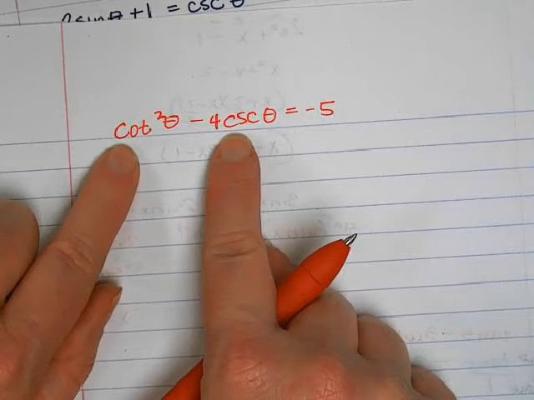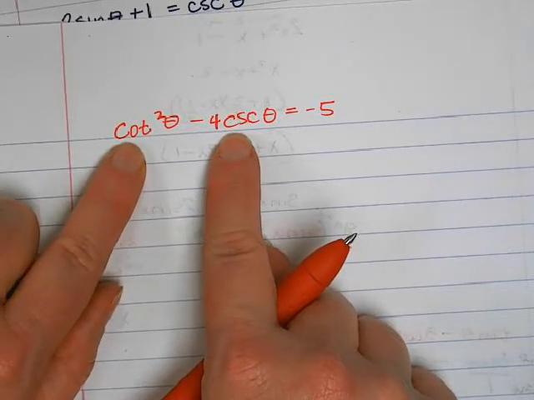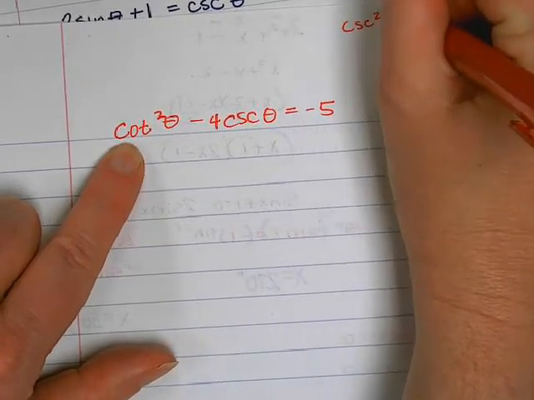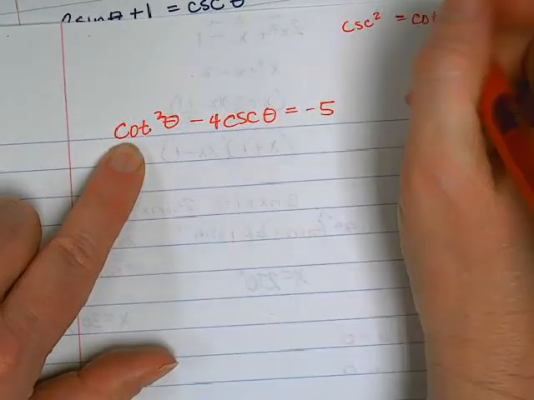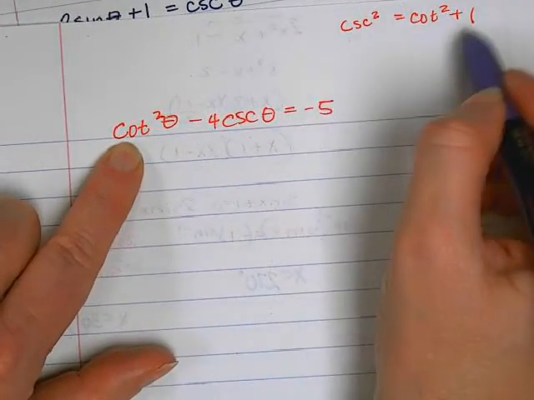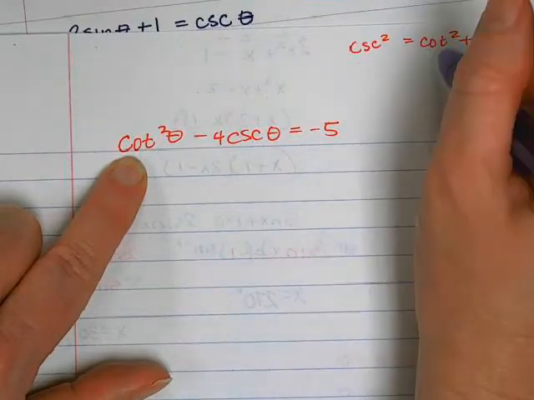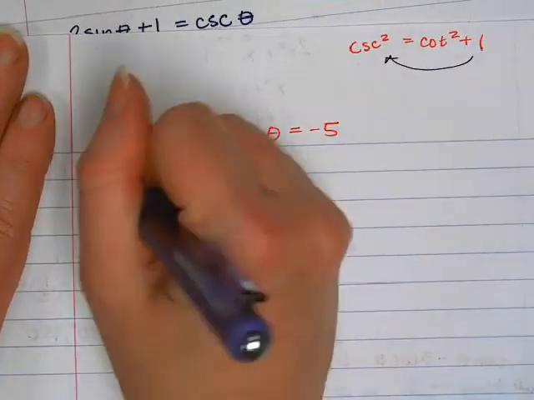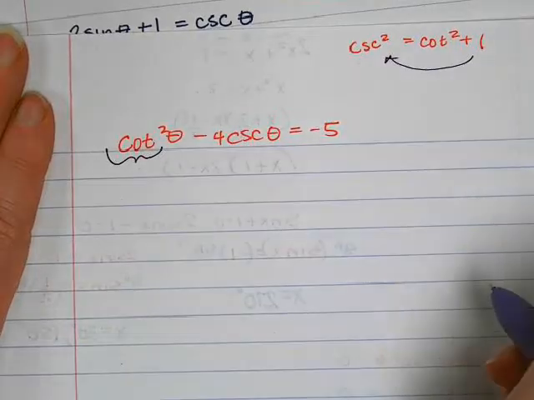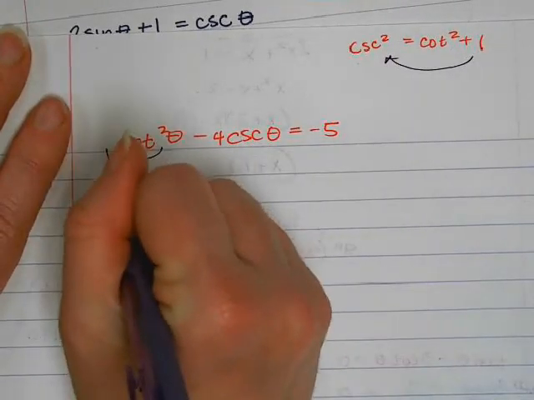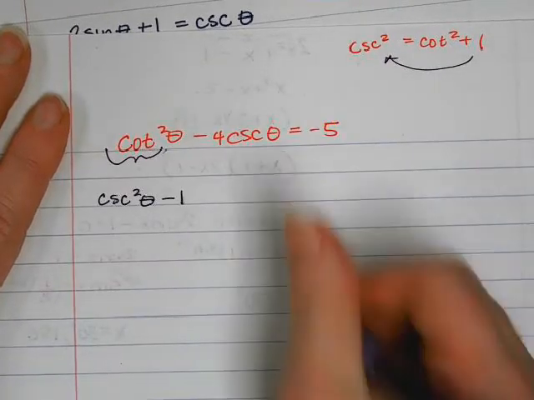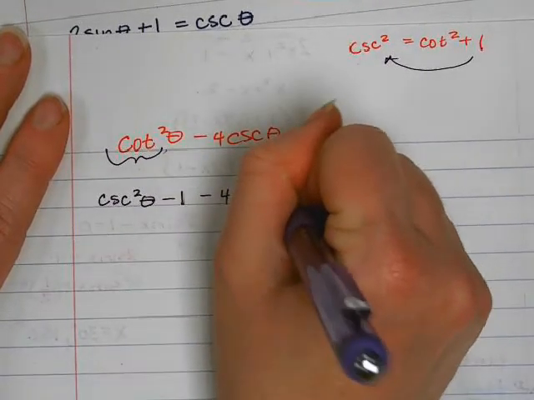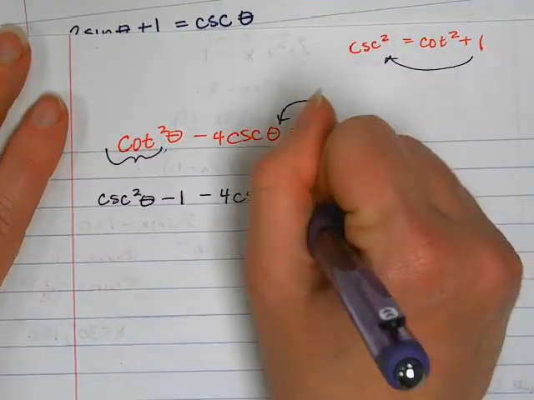Cosecant squared equals cotangent squared plus 1, which means that cotangent squared equals cosecant squared minus 1, if I just rearrange this. So that's what I'm going to do. I'm going to take out the cotangent squared and put cosecant squared theta minus 1 in its place. Then I have minus 4 cosecant theta, and I'm going to move my 5 over because now I know I have to factor this, plus 5 equals 0.